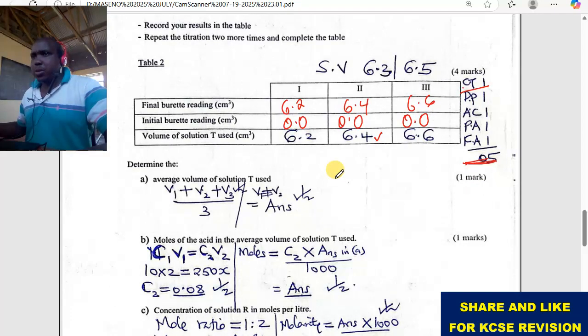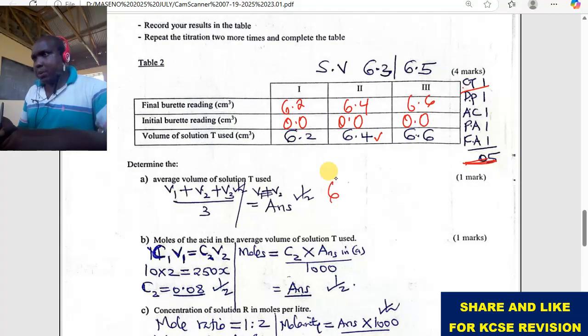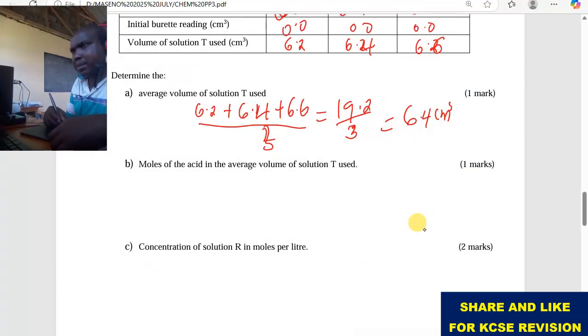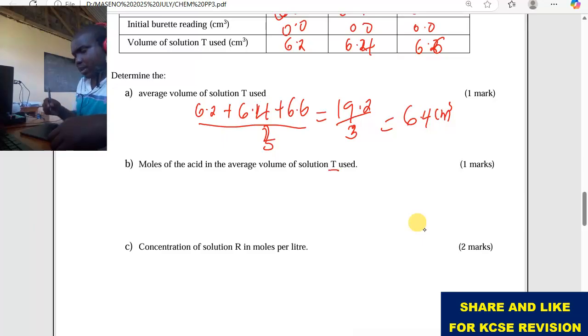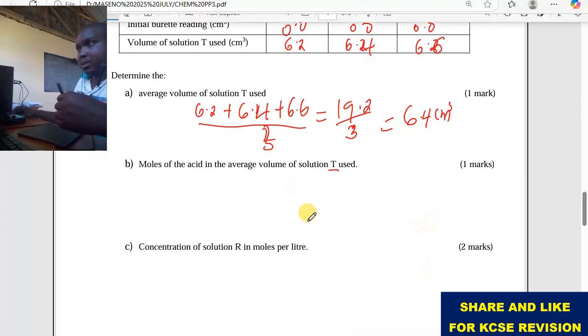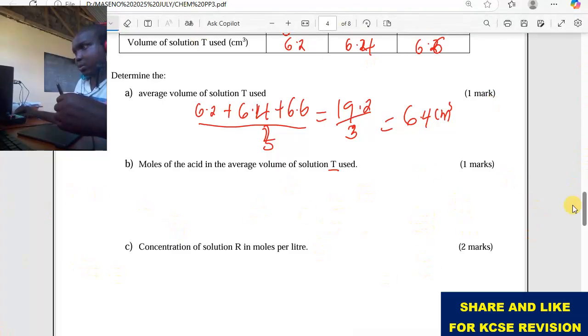So let's go to the question. Determine the average volume of solution T. Average volume, you simply add 6.2 plus 6.4 plus 6.6. Now determine the number of moles of the acid in the average solution T. But there is one thing I said here. We know the concentration of solution Q. That is the HCl. You were given the concentration.